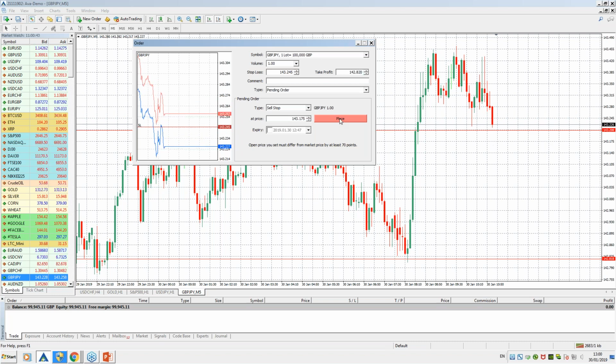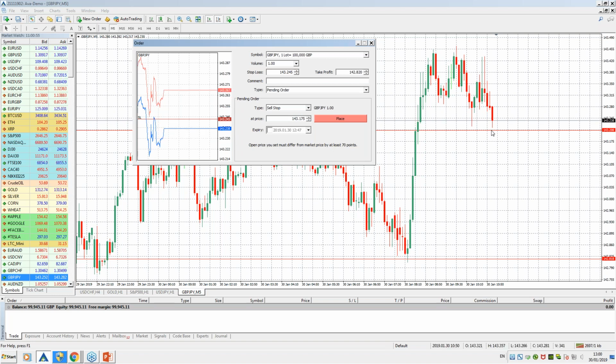I'm going to place this pending order. Whoops. I need to reset something. I need to be 70 points away. Oh, the price moved closer. So it's so close to my entry point, I can't put a pending order right here unless it was further away. So in this case, I might wait and see if it breaks.